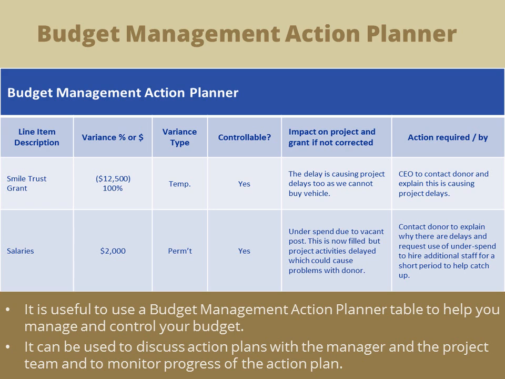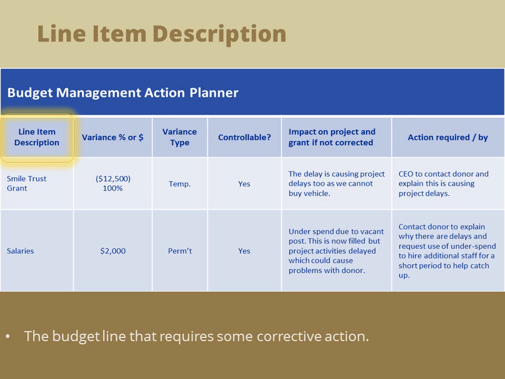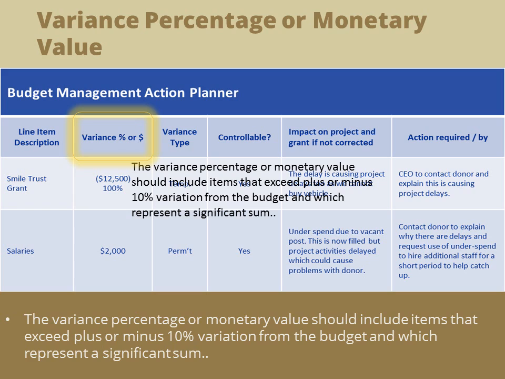It is useful to use a budget management action planner table to help you manage and control your budget. This table is an example format that can be used to discuss action plans with your manager and the project team and to monitor progress of the action plan. The line item description will list the budget line that requires some corrective action. The variance percentage or monetary value should include items that exceed plus or minus 10% variation from the budget and which represent a significant sum.